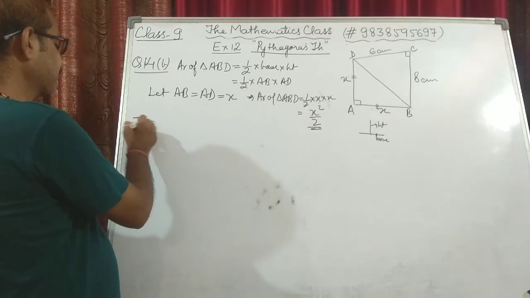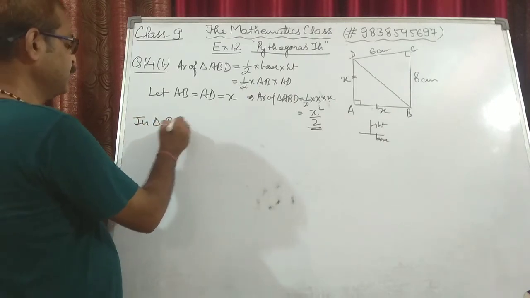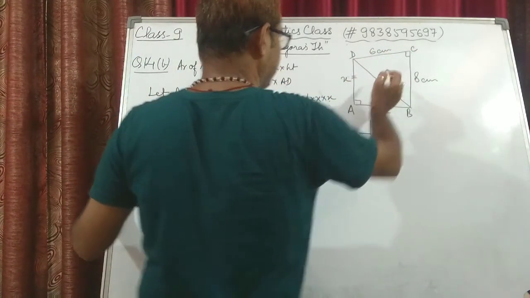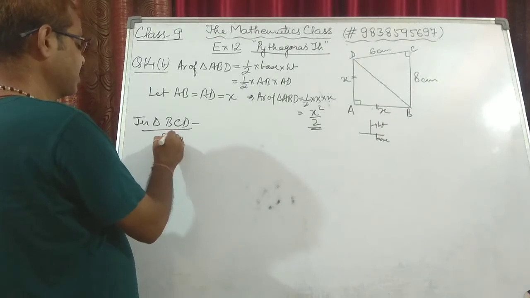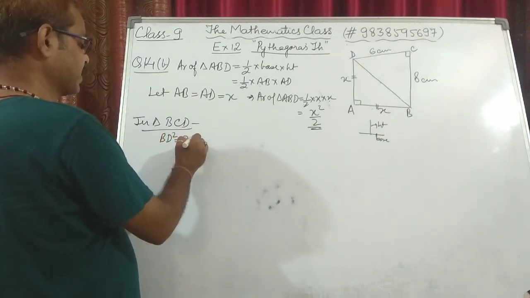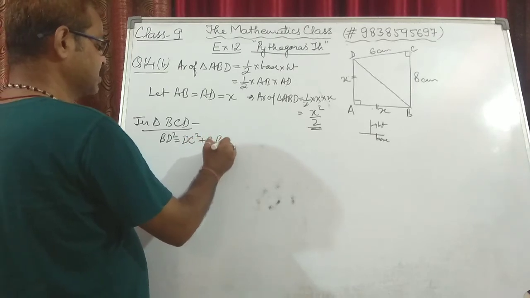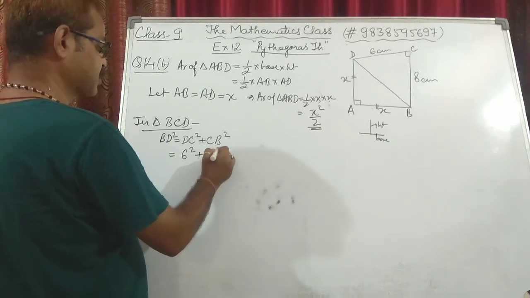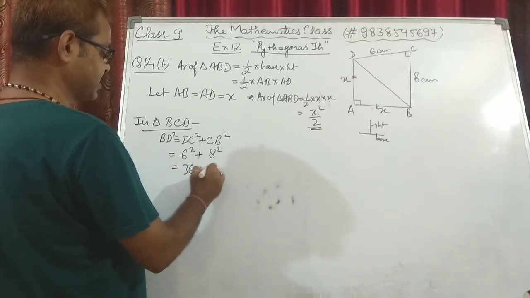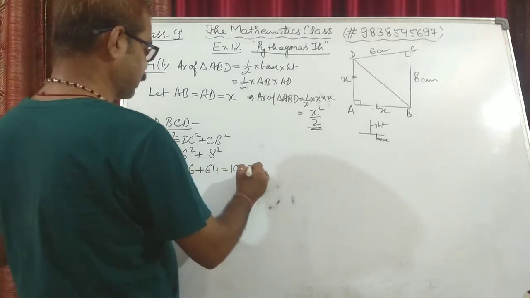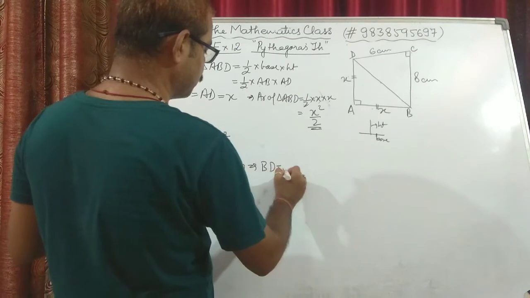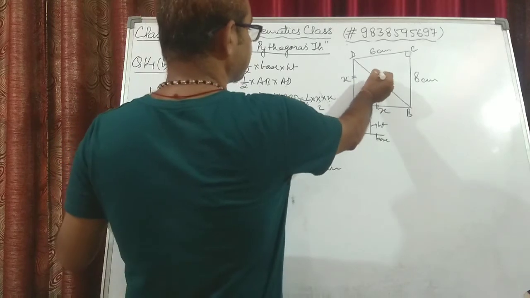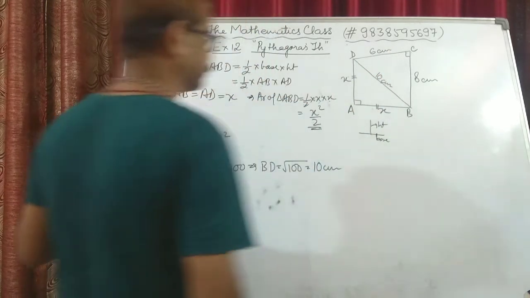Now when we consider the other triangle, in triangle BCD, we can see that angle C is 90. So opposite to this is the hypotenuse. So according to Pythagoras theorem, we can say BD square is equal to DC square plus CB square. Now DC is 6, so 6 square, and CB is 8, so 8 square. 6 square is 36 plus 8 square 64 makes 100, which implies that BD is equal to under root 100, that is 10 centimeter. So this BD comes out to be 10 centimeter.